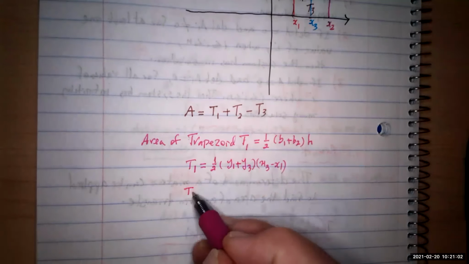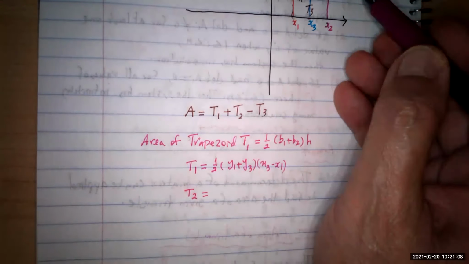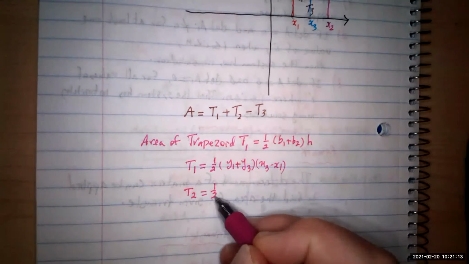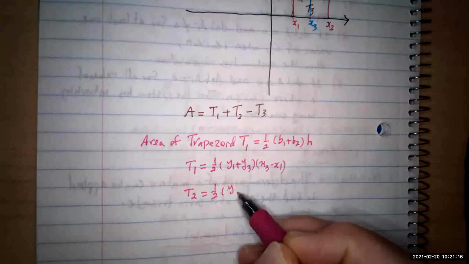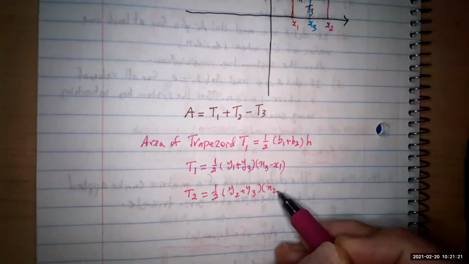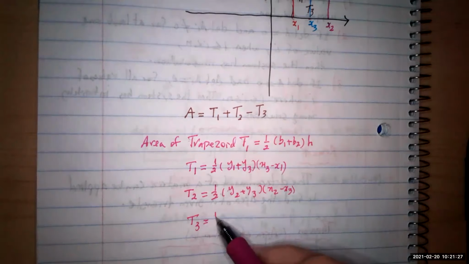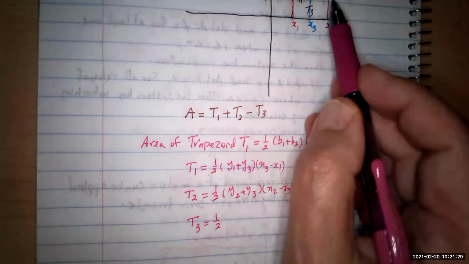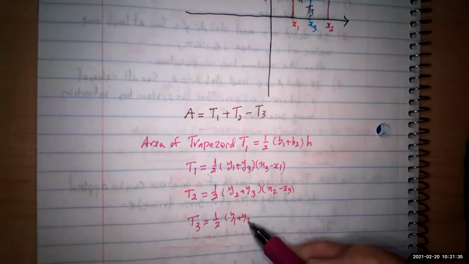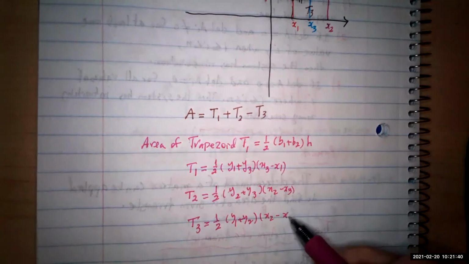For the T2, this is the T2. We get the y2 and the y3. So it's going to be 1/2 times y2 plus y3, and this is going to be the difference of the x's, x2 minus x3. And the T3 would be 1/2. It's the bottom one. The bases are going to be y1 and y2, and this is going to be x2 minus x1. That's it.